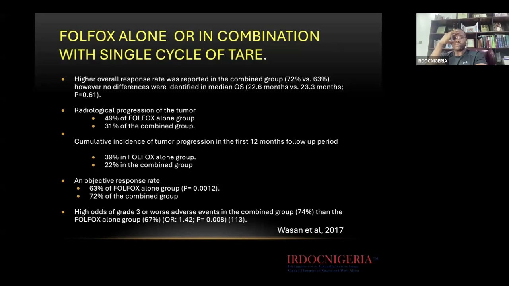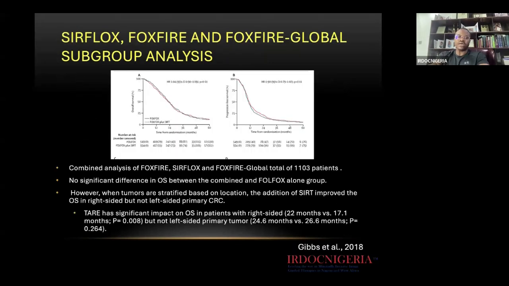When you look at the radiologic progression of the tumor, you could see that, again, it's better in the combination group, 31% versus 49%. The cumulative incidence of tumor progression in the first 12 months was, again, better in the combined group, 22% versus 39%. An objective response rate was also better in the combined group, 72% versus 63%. But again, there was a higher odds of having an adverse effect in the combined group, which is expected because they're getting combined therapy versus a single therapy alone.